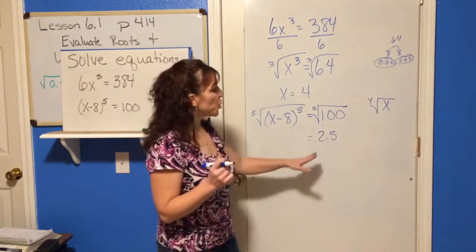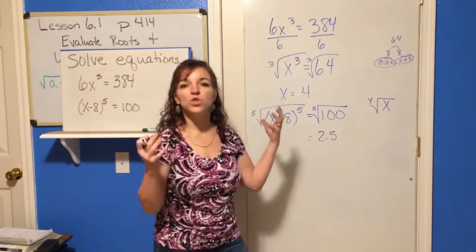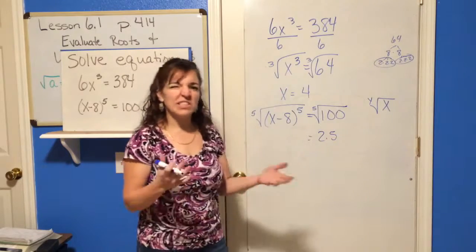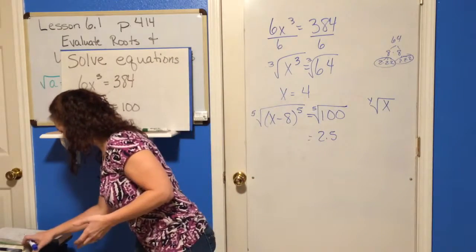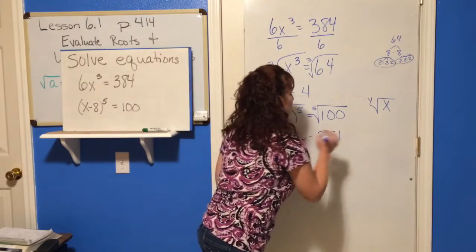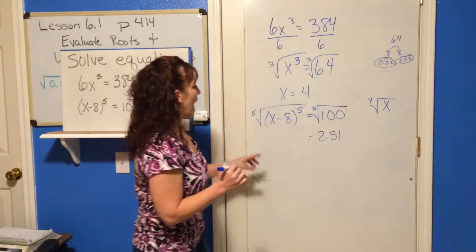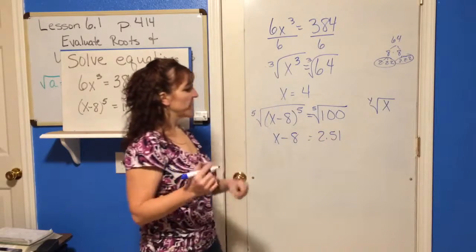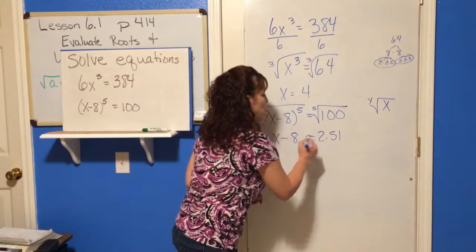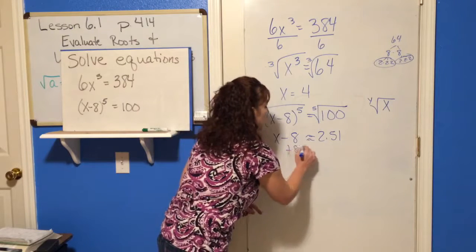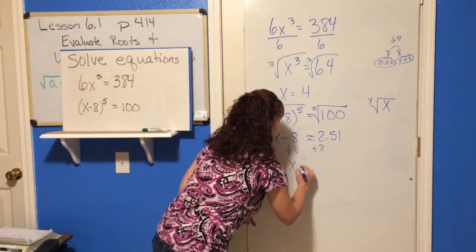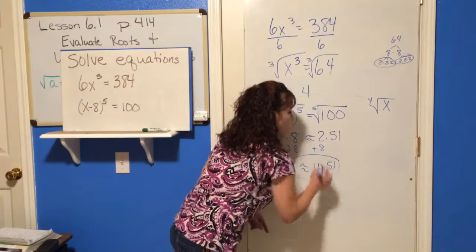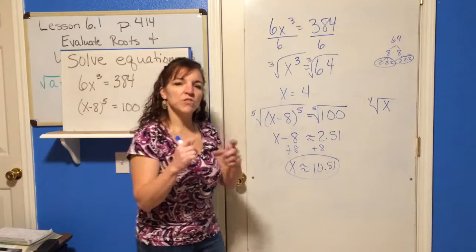Anyway, what you're going to want to do is estimate those, round them to the nearest 10th or 100th. I think in my answer, I rounded it to the nearest 100th. All right, and then x minus 8 equals roughly 2.51. So just add 8 to both sides. And so x is approximately equal to 10.51. All right. So look at your calculator, see if you can figure that out.